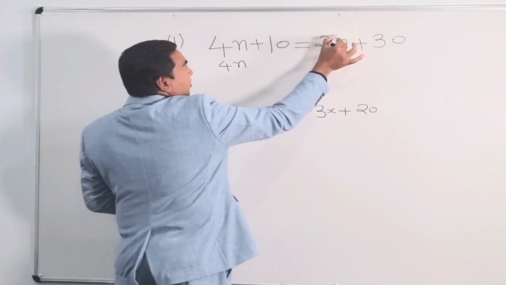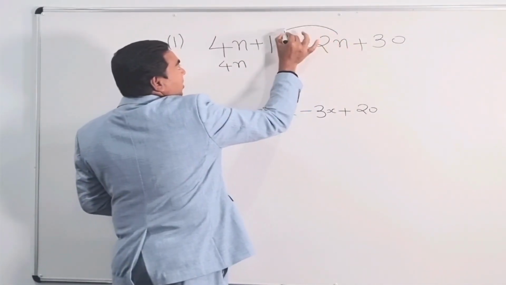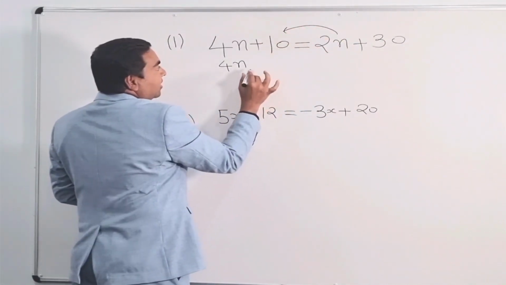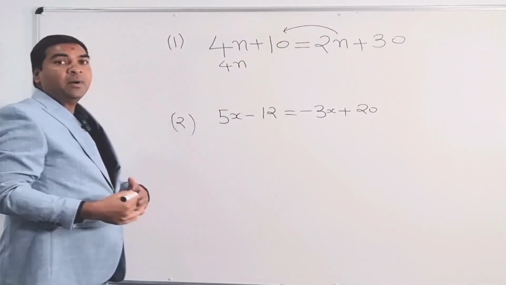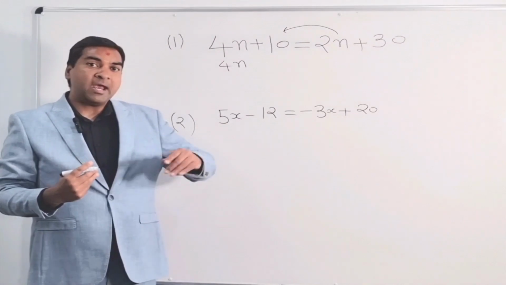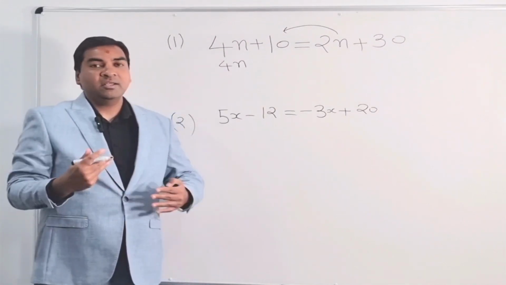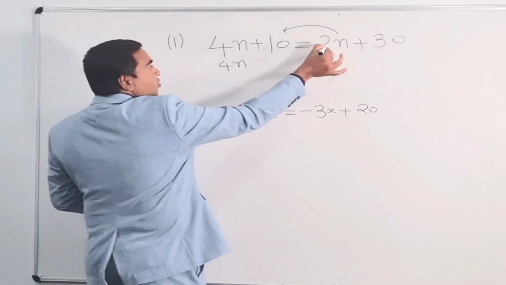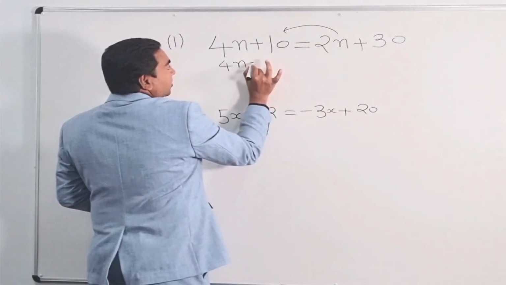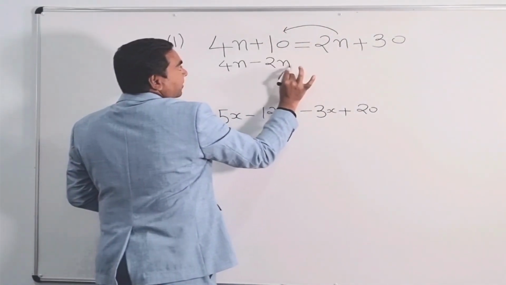Now, this is positive 2n. Positive 2n is moving to the left hand side, so plus becomes minus. Whenever anything goes across the equal to sign, you have got to change the sign. So plus 2n becomes minus 2n, so I'll just write down minus 2n.